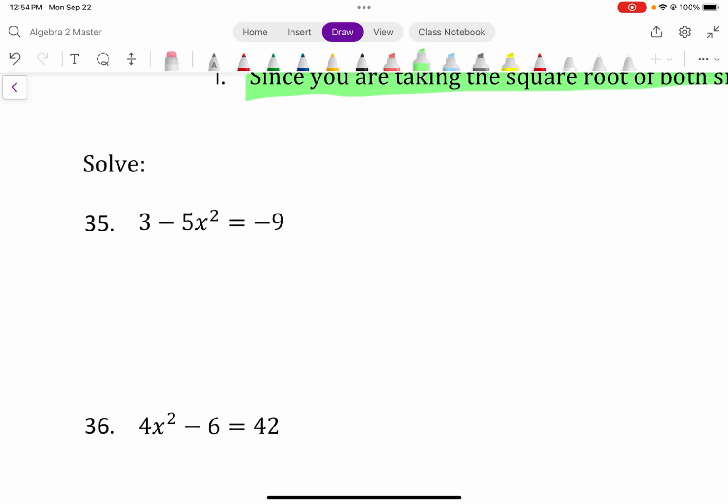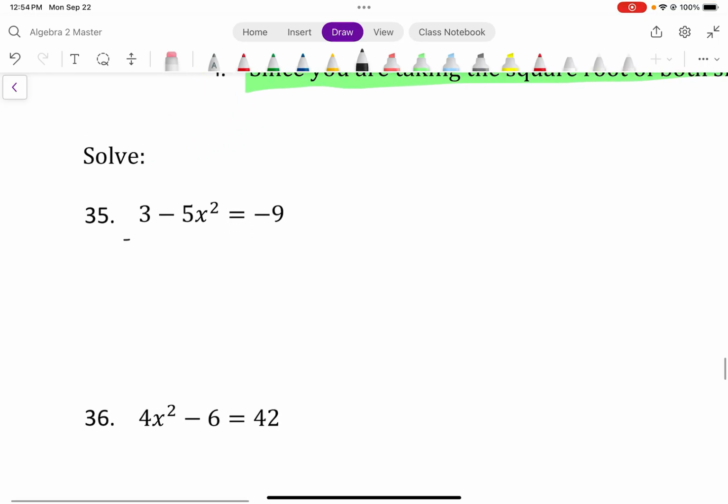So in number 35 here, I got to get the x squared term by itself. Start by subtracting 3. That gets me to here. The x squared term is still not by itself enough. There's that negative 5 that I do not want. So I divide both sides by negative 5. And I get a fraction. That's fine. You can have fractions.